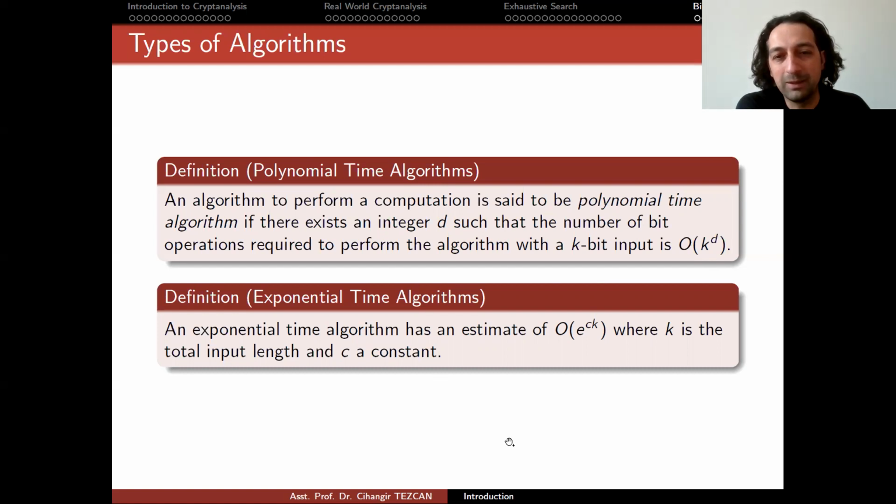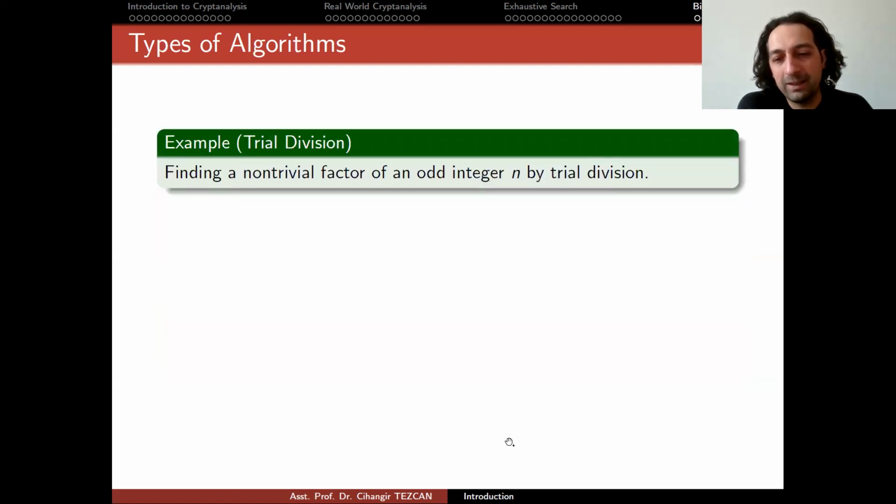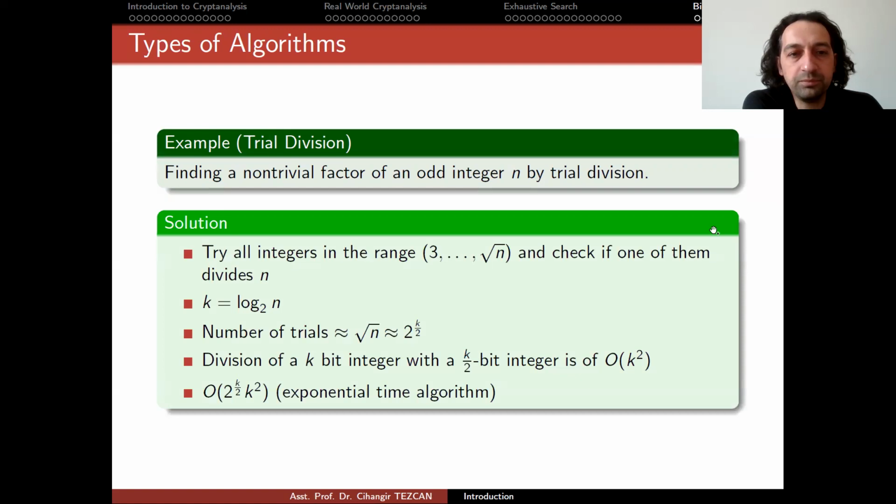So do we have something in the middle? And the answer is yes. We call them sub-exponential time algorithms. But before defining that, let's see an exponential time algorithm. We give the example of trial division. Our aim is to find a non-trivial factor of an odd integer n by trial division. This is important because if we can find a polynomial time algorithm for this problem, you can break the RSA encryption algorithm.